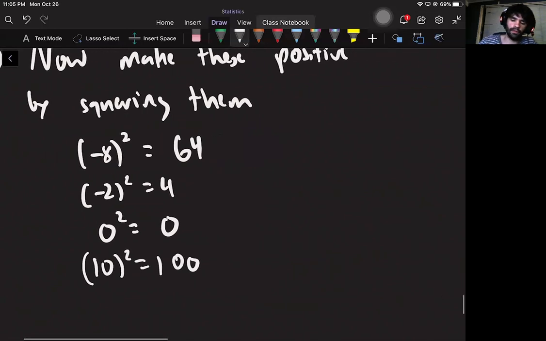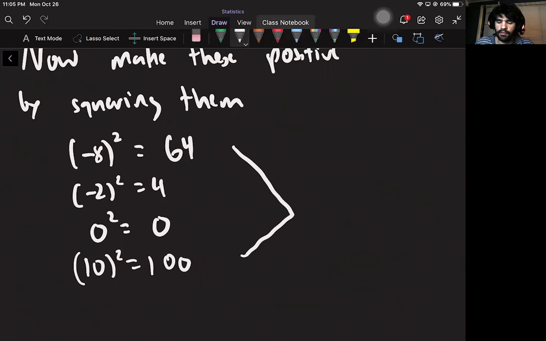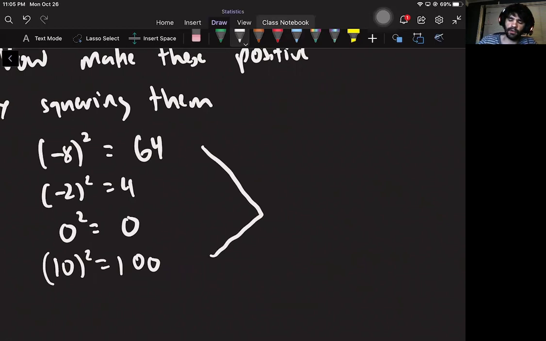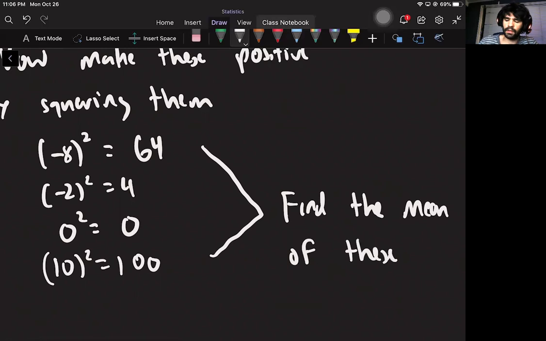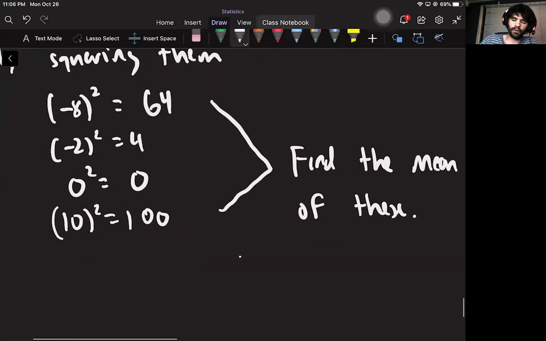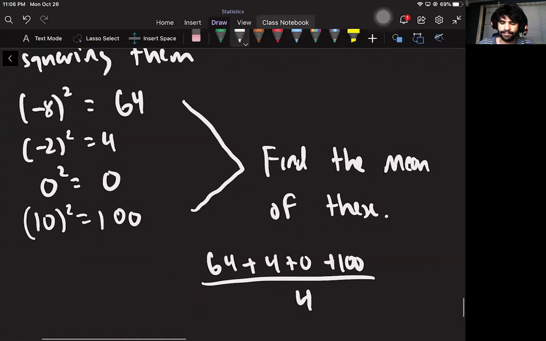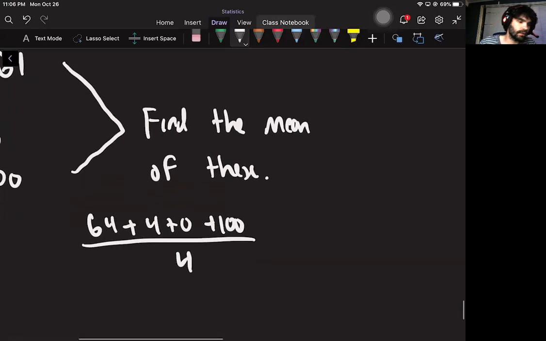And then the idea is we think of these as all of our distances from the mean. So now we average these guys. So we find the mean of these. And that's the last step. So 64 plus 4 plus 0 plus 100. Divide that by 4. So I'm going to use a calculator to cheat here. 168 over 4 is what you get, and that's going to be 42.